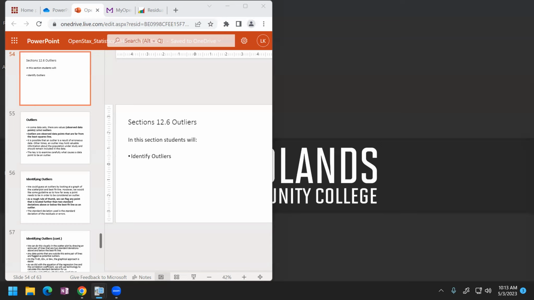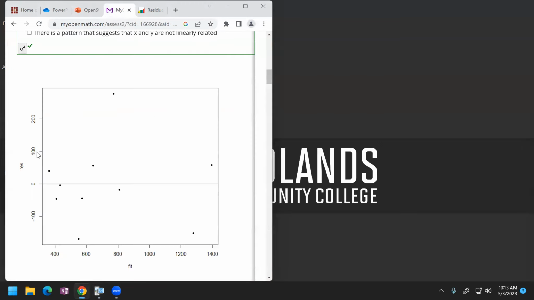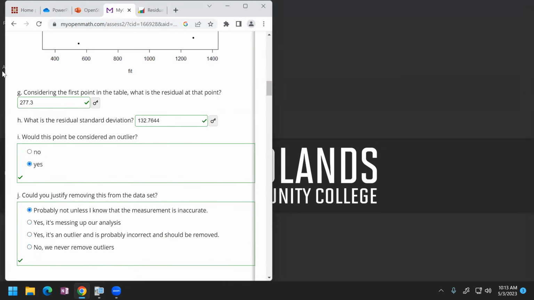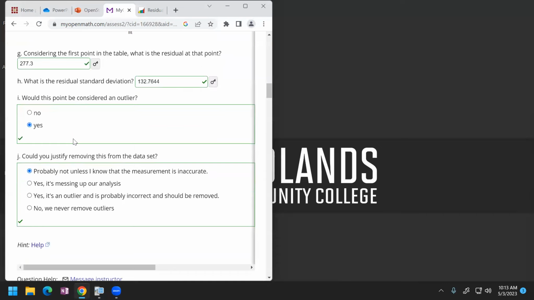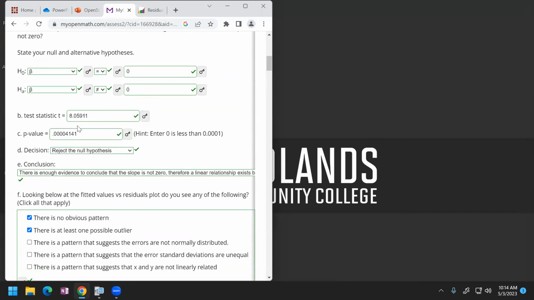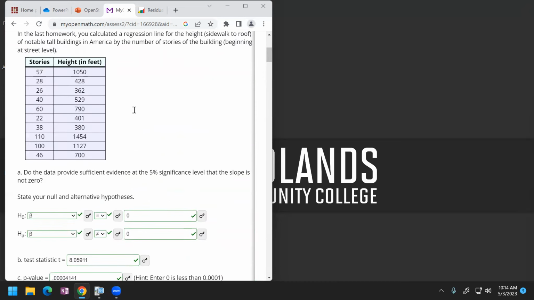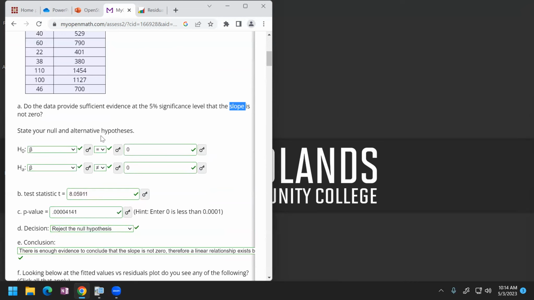So going back to your problem. The statistic is 8.05911, correct? Yeah, again, they're saying the slope is not zero, so that's why this is a beta test. I don't even think they gave you rho as an option. So the beta null hypothesis would be that the slope is zero. The alternative would be that the slope isn't zero.